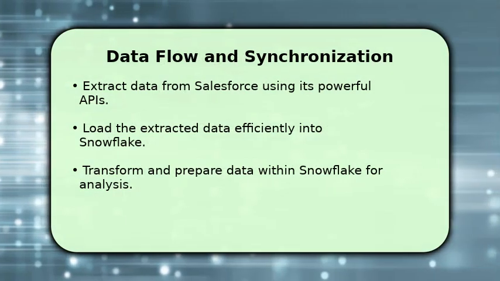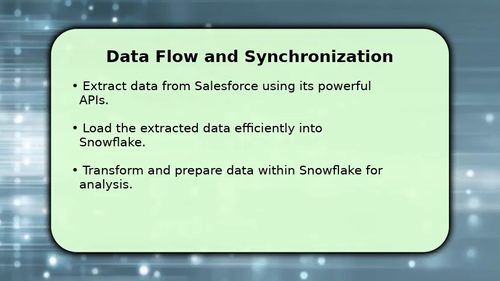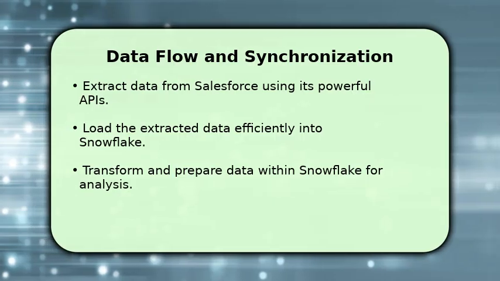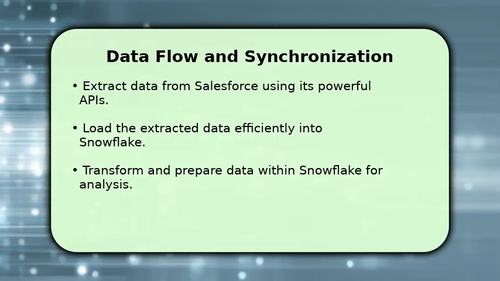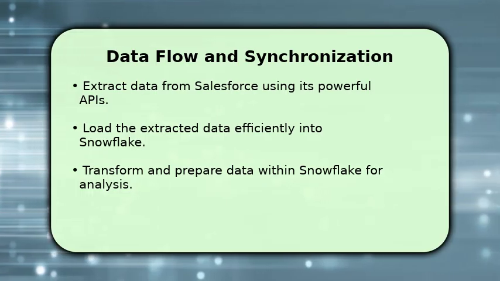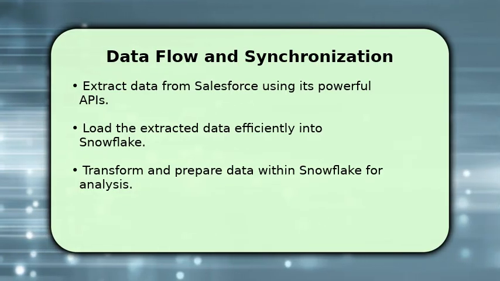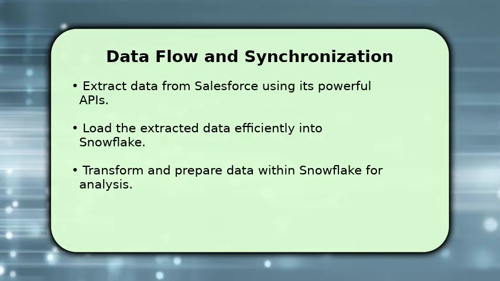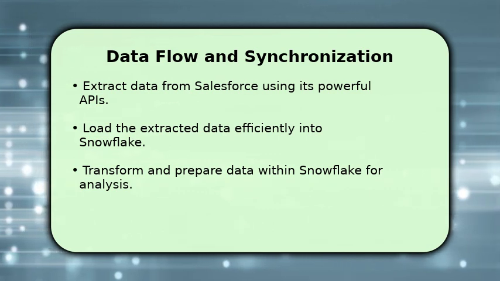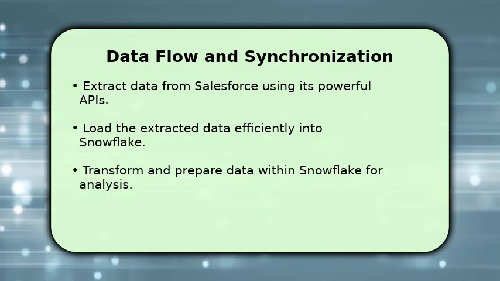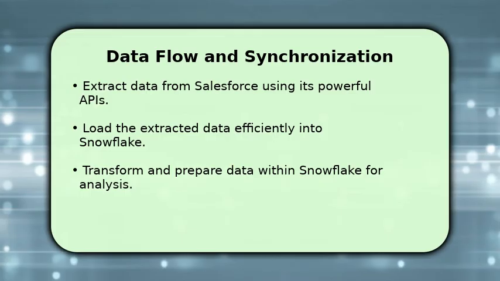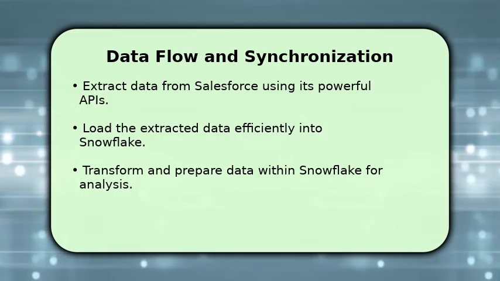The data flow from Salesforce to Snowflake typically begins with extracting data from Salesforce. This is commonly done using Salesforce's robust APIs, which can handle large volumes of data. Once extracted, the data is then loaded into Snowflake, often leveraging features like Snowpipe for continuous ingestion or the COPY INTO command for bulk loads. After loading, data transformation occurs within Snowflake, preparing it for analytical queries and reporting. This ensures your data is clean, consistent, and ready for insightful analysis.